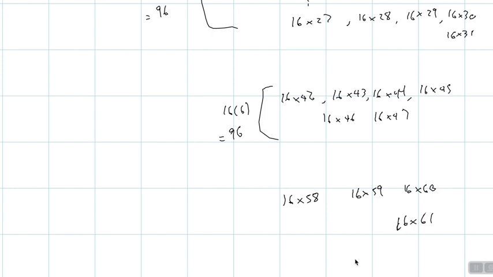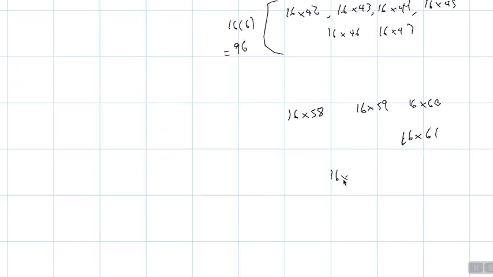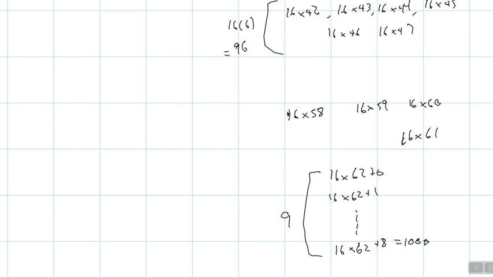But then when we start doing the 16 times 62, we have plus 0, 16 times 62 plus 1. It's not going to be 16 of those, because when we do 16 times 62 plus 8, that's equal to 1,000. And we're only considering numbers that are 1,000 or less. So there are actually 9 here that are going to work, and then there are 16 times 4 here. So 16 times 4, that's 64.